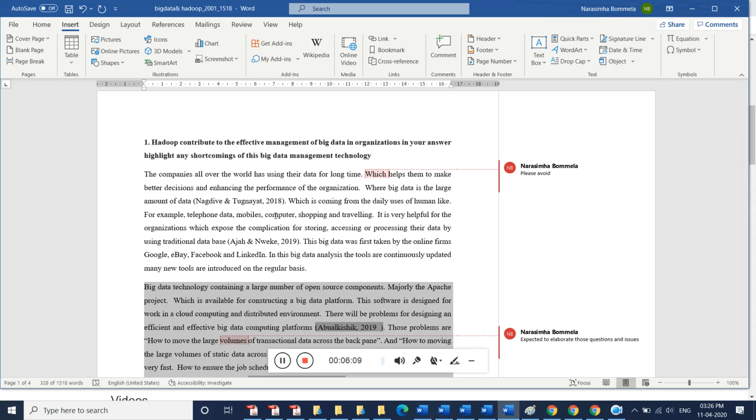Otherwise, usually half of your first paragraph should be about big data and the next half should be about big data Hadoop. So please address your introductory paragraph after completing your document. Make it a thumb rule. It is the rule number one that you should follow. Next, we're coming to your work.